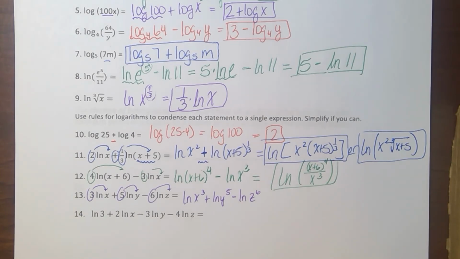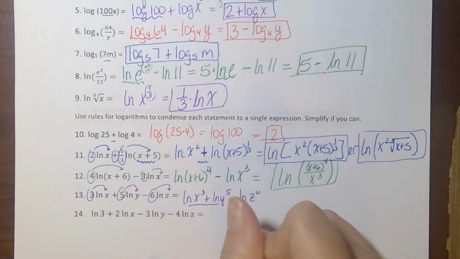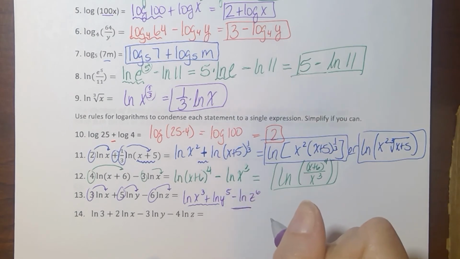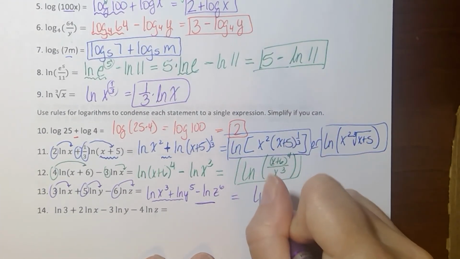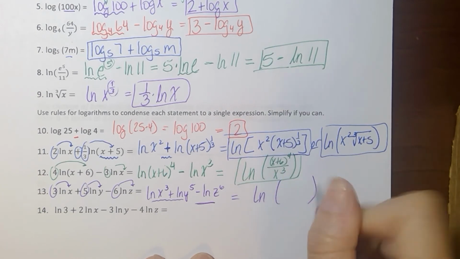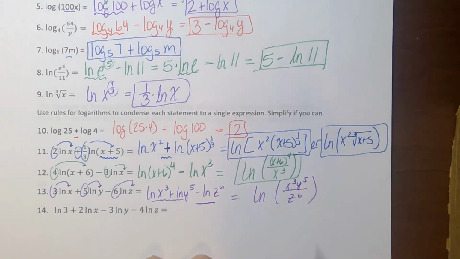Now, I'm adding and then I'm subtracting. Where I'm adding, I'm going to be multiplying those arguments. Where I subtract, I've got a quotient. So these two represent my numerator. This argument represents my denominator. What I end up with is the natural log of x cubed y to the 5th over z to the 6th. So the things being added go into the numerator, the things being subtracted go into the denominator.